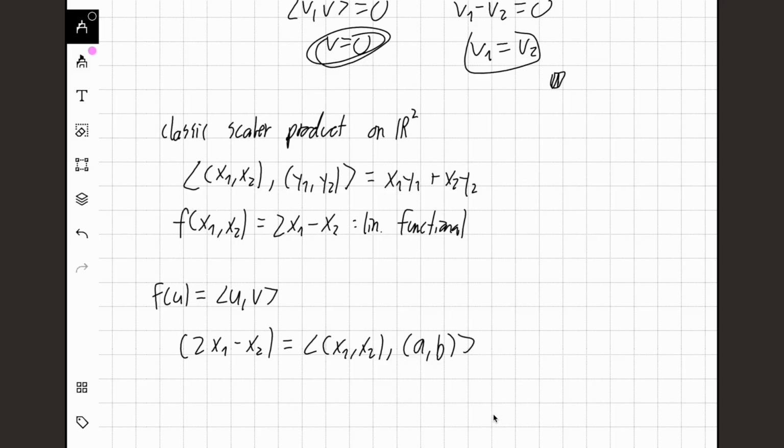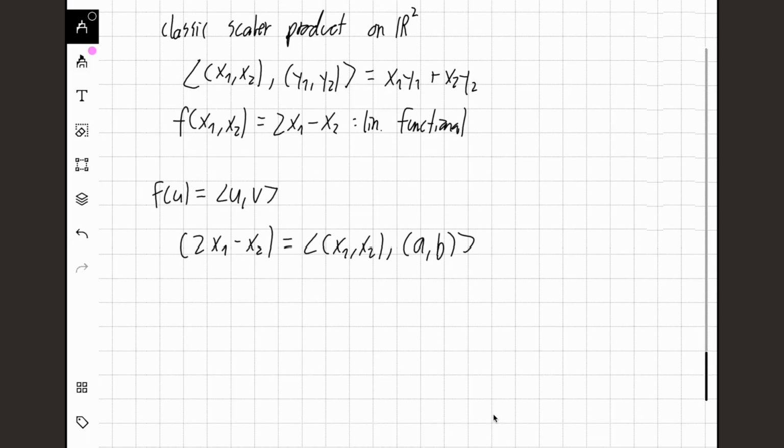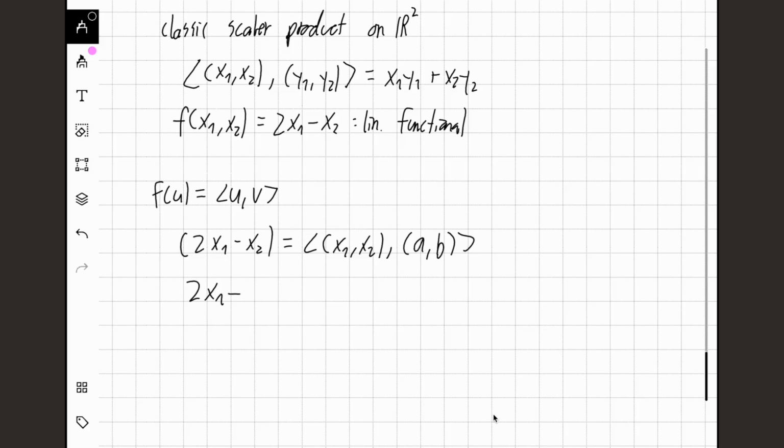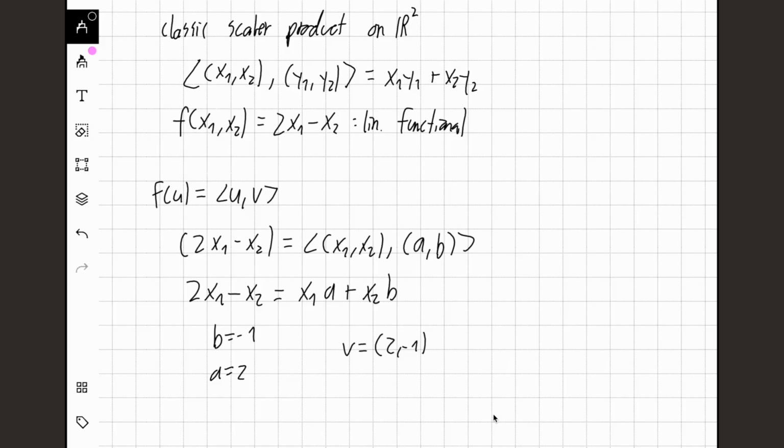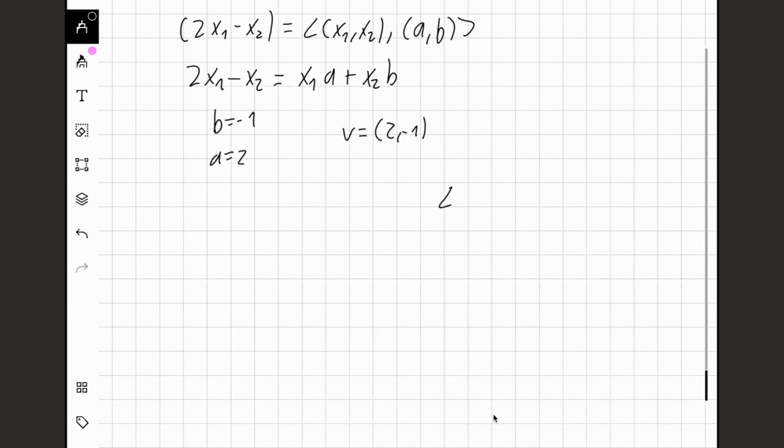And now what we're left with is just normal algebra. We have 2x1 minus x2 equals, here we take this classic scalar product, x1 a plus x2 b. That is what we're going to have, and then with some little algebra, we're going to see that b has to equal -1 and a has to equal 2. So our vector v such that this holds will be (2, -1). And then we could define the scalar product completely differently.